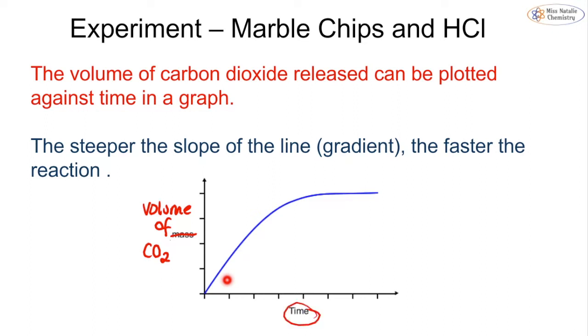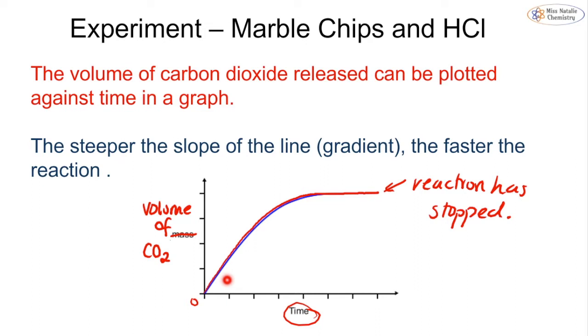So you can see that we start off at 0 at the beginning because we don't have any carbon dioxide, and we curve up, eventually leveling off. And where it levels off, this means that the reaction has stopped. Now the reaction will stop probably because we've used up all of our reactants, and it depends on which one is going to be used up first. That can vary. Sometimes it can be the acid, sometimes it can be the marble chips. It just depends on which one you used in excess. But you're not going to be asked about that.